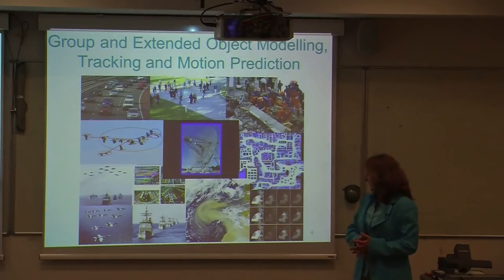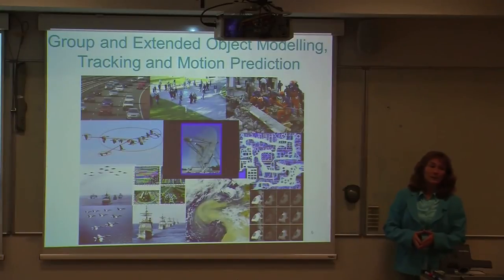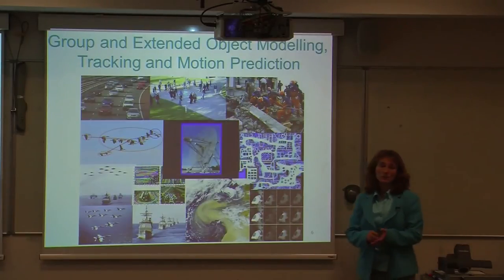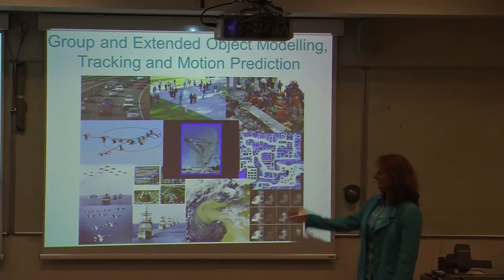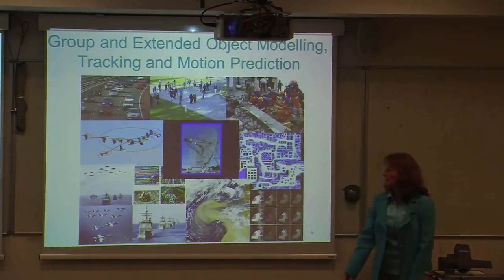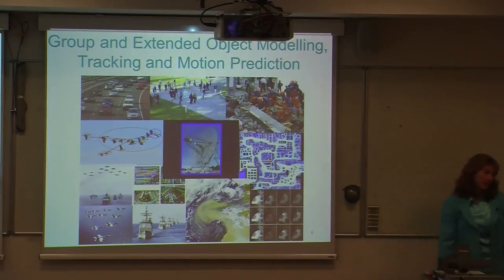Biomedical systems are quite a big area. Here we have cell tracking, not only of blood cells. We can have infectious cells or stem cells or other cells. And for rescue operations, for surveillance, of course, ships or airplanes, UAVs.